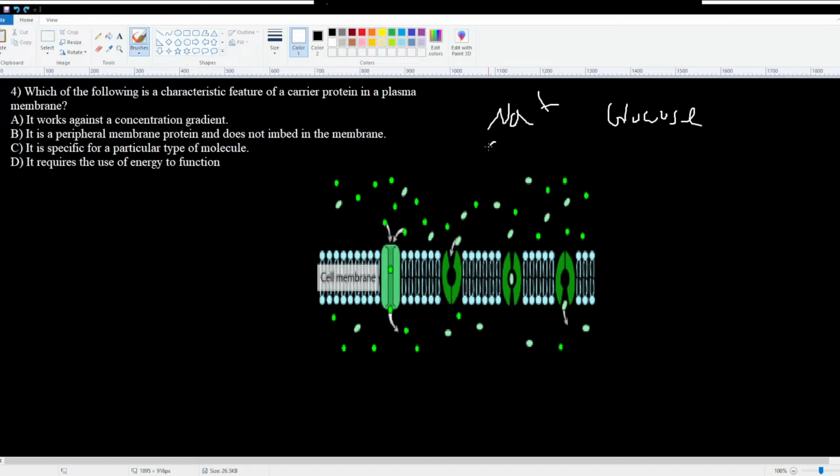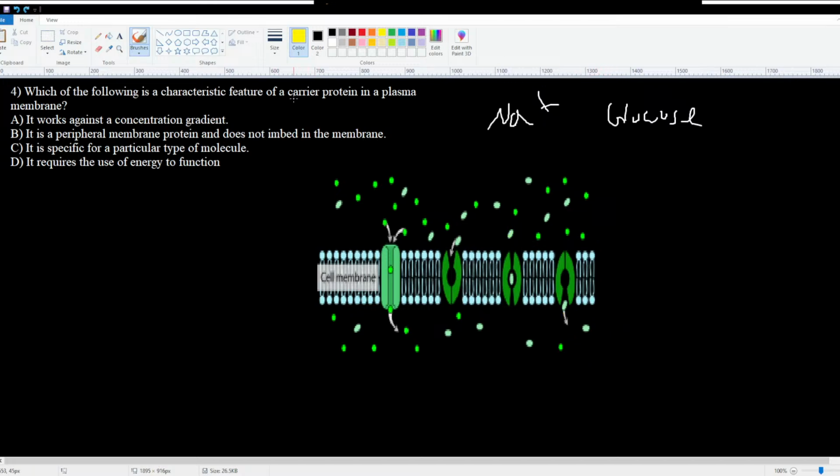Now what a carrier protein does is that it has a specific spot, like right here, for example. Let me draw this in yellow. Right here, it has a specific spot for something like sodium, or for something like glucose, or for something like potassium, as another example. It has a specific spot where it could fit in. It can go inside the protein, and it can just go right out into the cell membrane.